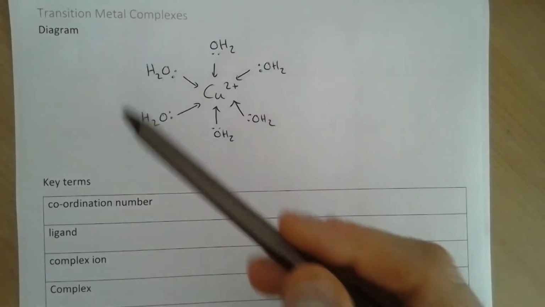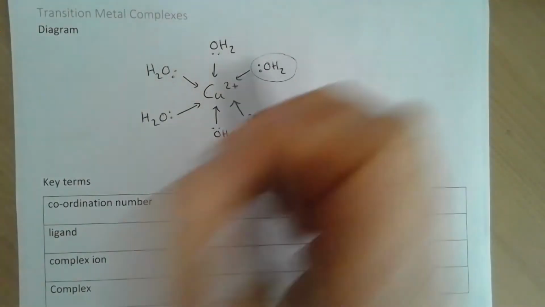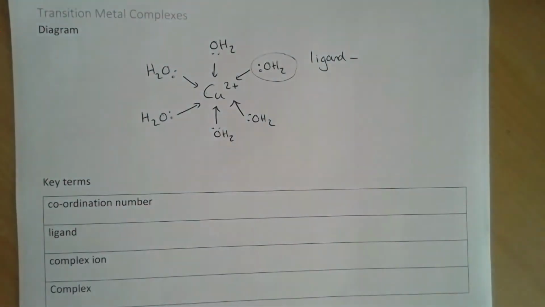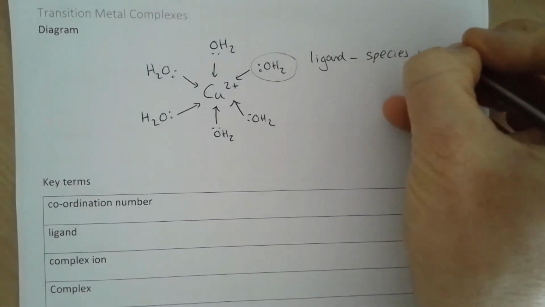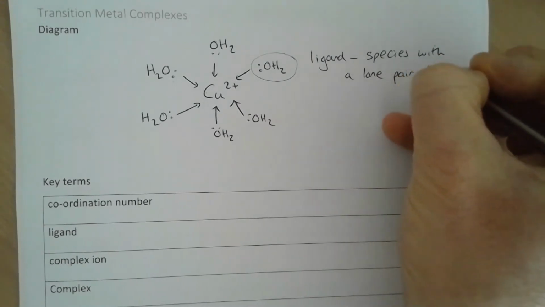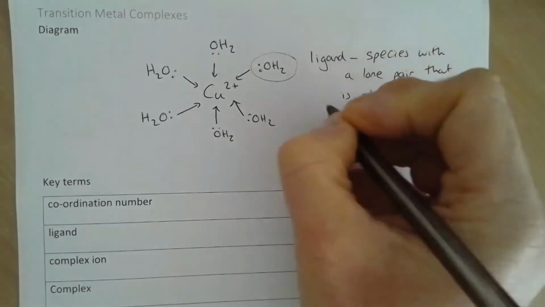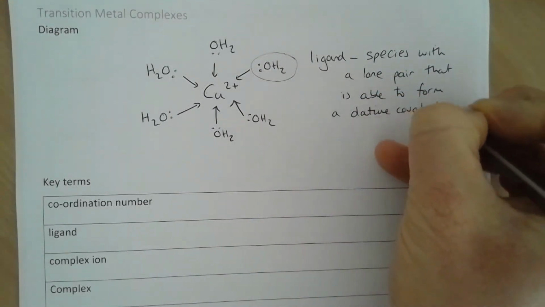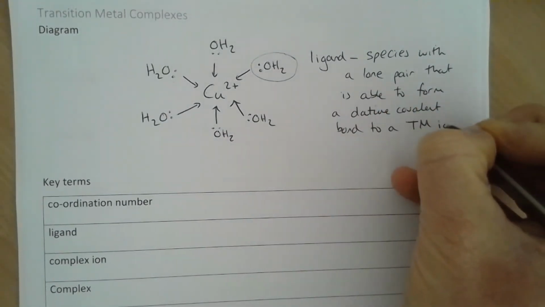So there are some important ideas that we need to think about when we're looking at this. I'm just going to circle one of these and label this as a ligand. Okay, and a ligand is a species with a lone pair that is able to form a dative covalent bond to a transition metal ion.